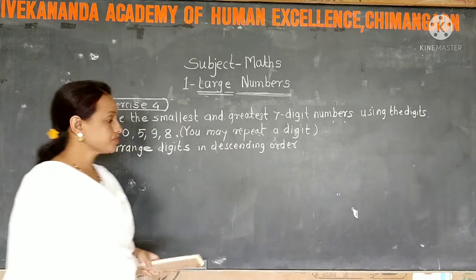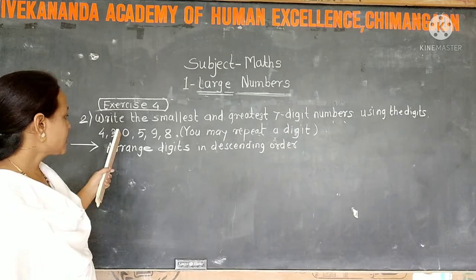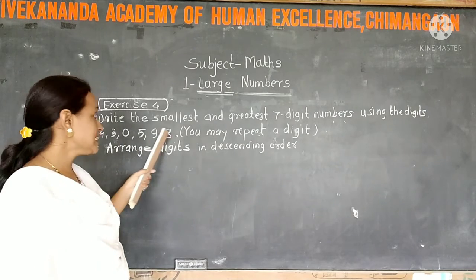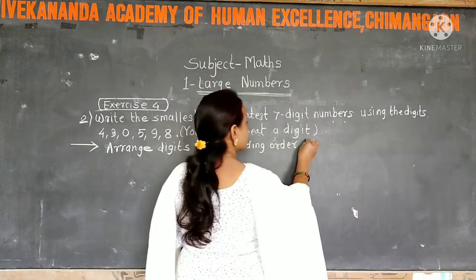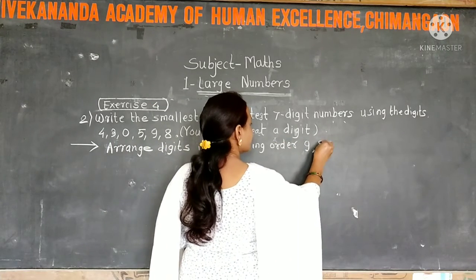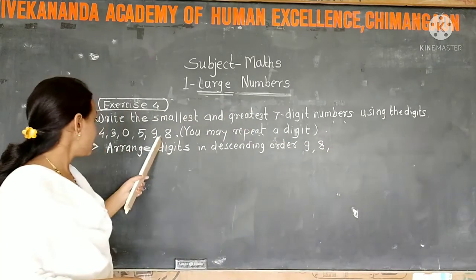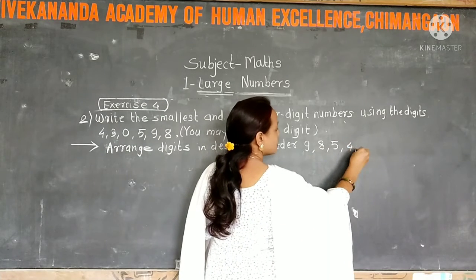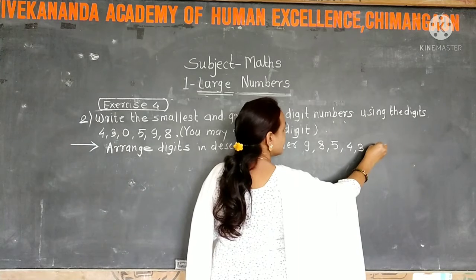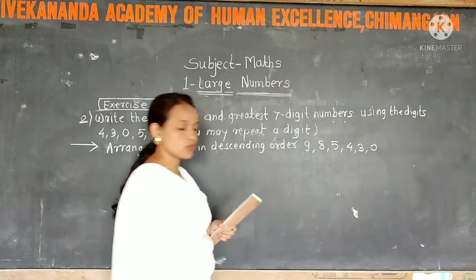We get here, the greatest digit among these 6 digits is 9. So we write first 9. Less than 9, 8. Less than 8, 5. Less than 5, 4. Less than 4, 3. And less than 3, 0.